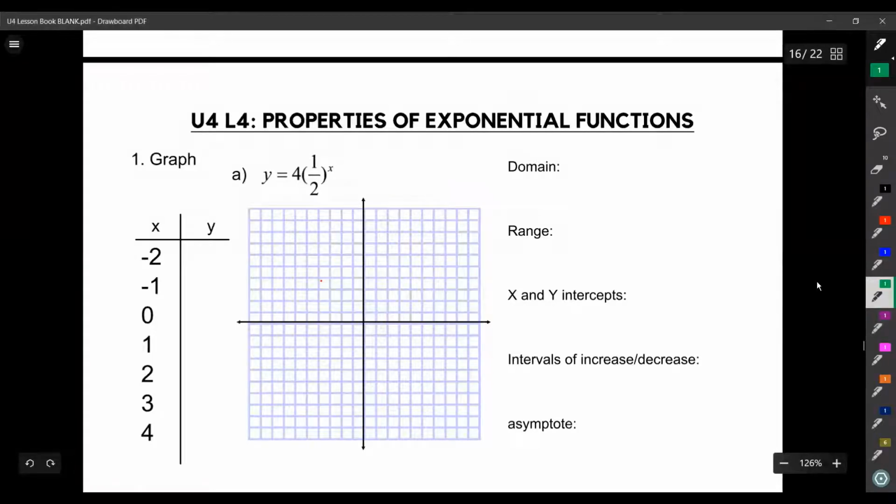Okay, so I have here just some x's that we can use to graph this function. And what we're going to do is take each of these x's and input them in for the exponent here, making sure that we're following BEDMAS. So we'll do like half to the exponent -2 and then multiply that by 4.